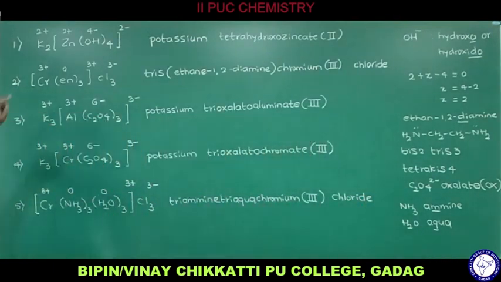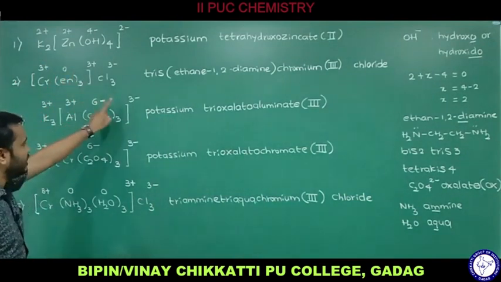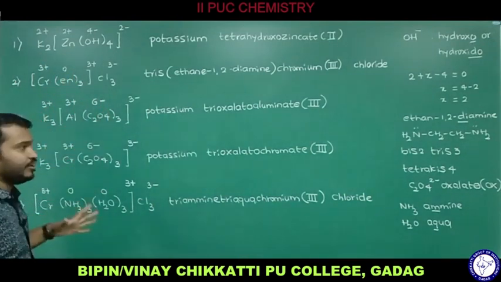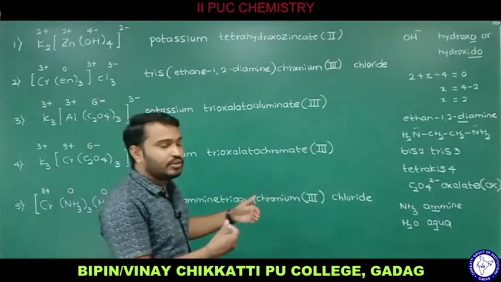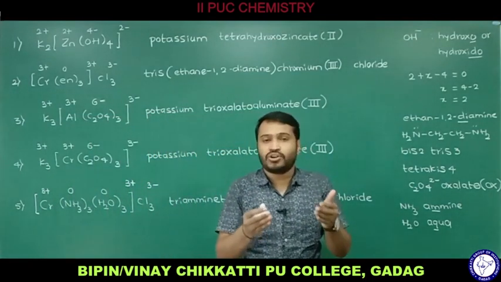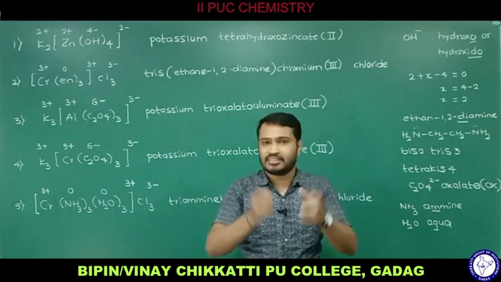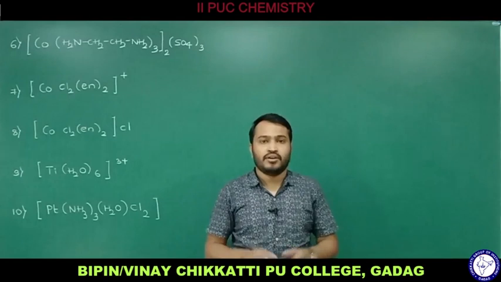So here the first example was an anionic complex, then cationic complex, anionic, anionic, cationic. If it is anionic, the rule is different. If it is cationic, the rule is different. First you identify what kind of complex ion it is and then follow the rule. So these are the 5 examples that I discussed. 5 more examples.